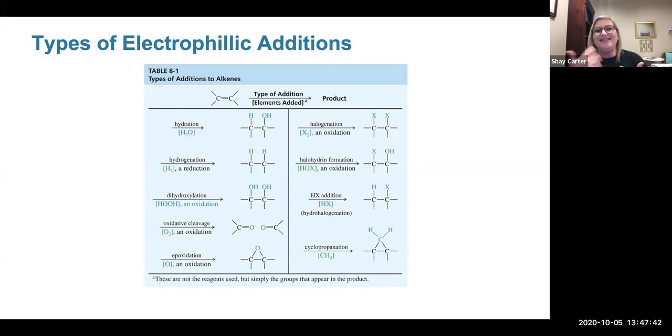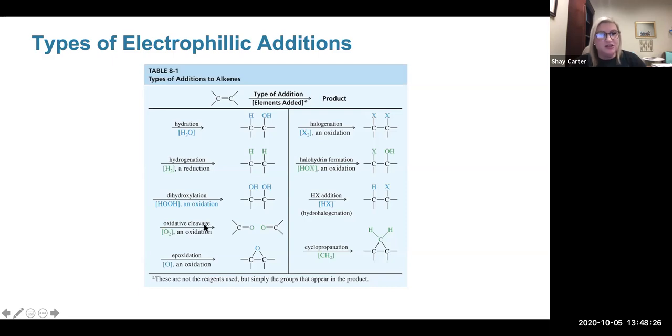So we have a hydration reaction, which is a type of electrophilic addition. Here, above the arrow is the type of reaction, and below the arrow is what we're actually adding across the double bond, okay? So a hydration reaction adds water across the double bond. So we're going to add a hydrogen to one carbon and an OH to the other carbon. A hydrogenation reaction adds two hydrogens across the double bond, okay? A dihydroxylation adds two hydroxyl groups, okay?